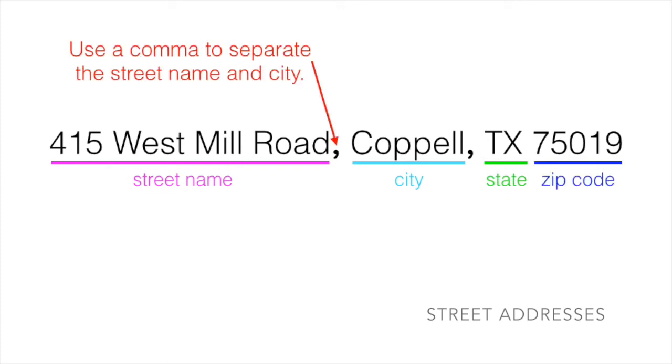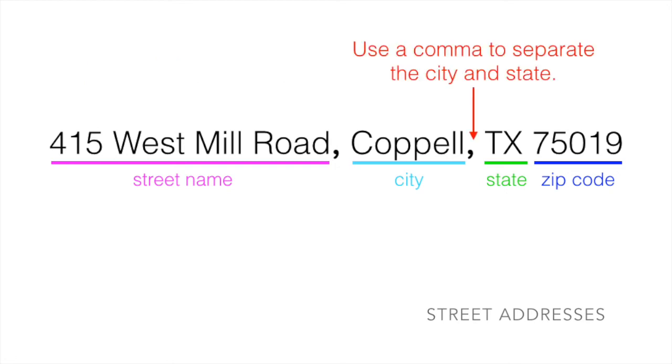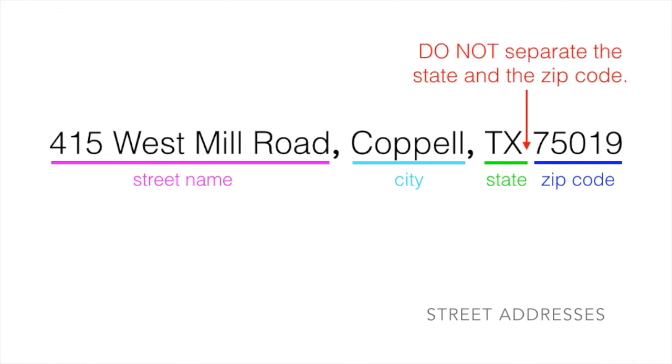Use a comma to separate things which don't belong together, like the street name and the city. Also separate the city and state with a comma. But do not abbreviate the state with a period or separate the state from the zip code with a comma. So with that being said, try to remember that there should be no punctuation marks at all between the state of an address and its zip code.